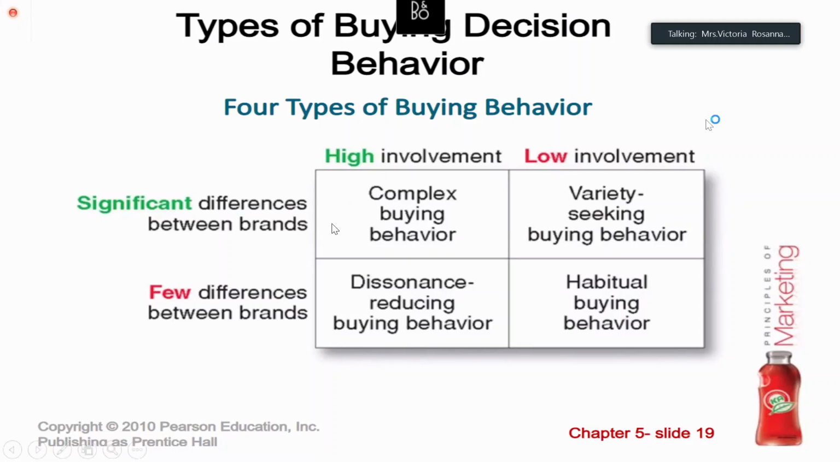Then coming to the dissonance reducing buying behavior, here high involvement is there, but differences are very minimal, right? So regarding the dissatisfaction that we are having about the brands, we try to change from one to another. That is what we call dissonance reducing buying behavior. So this is variety seeking. The dissonance reducing behavior means that even if we have a dissatisfaction regarding a particular brand, we try to move from one to another.